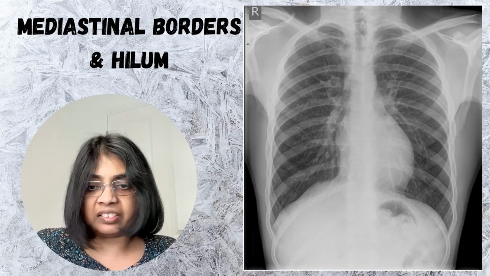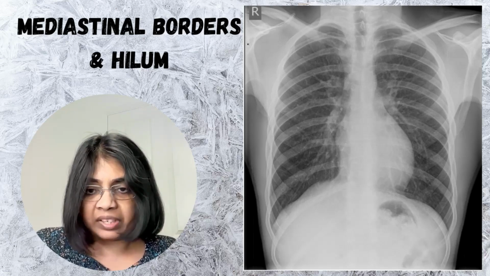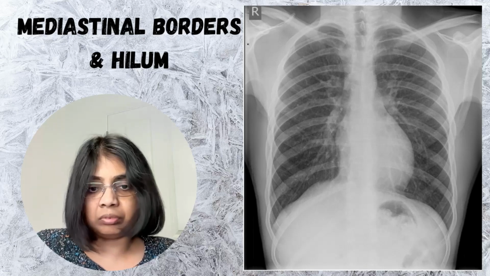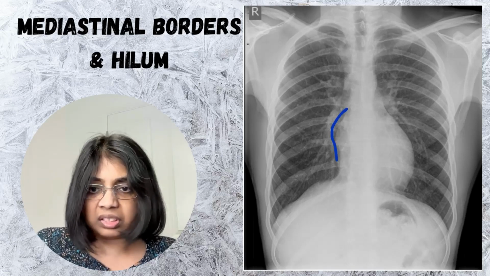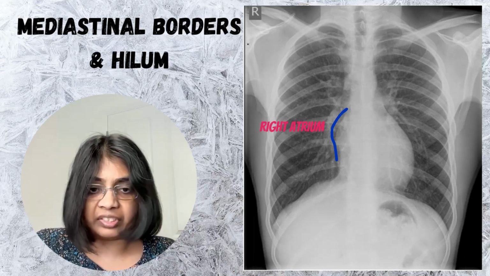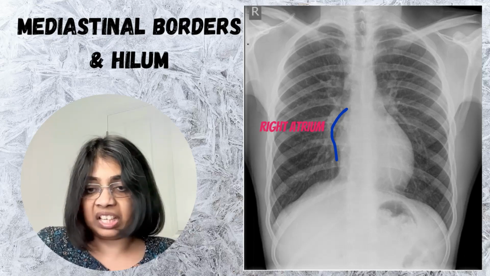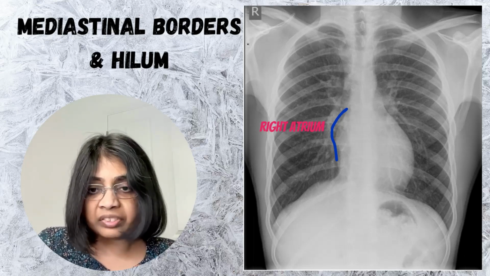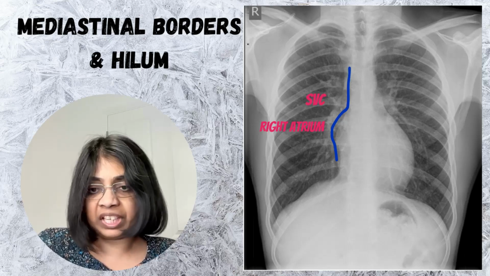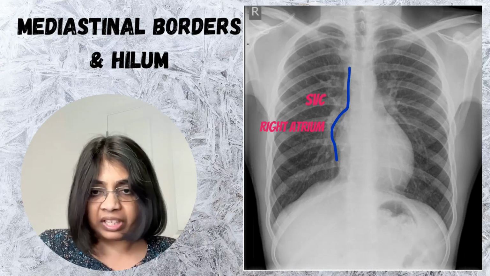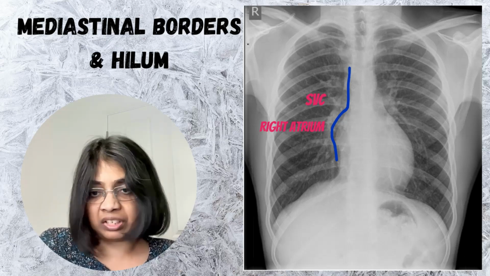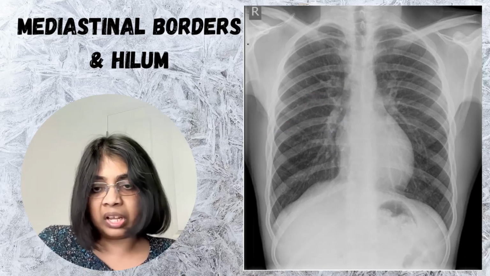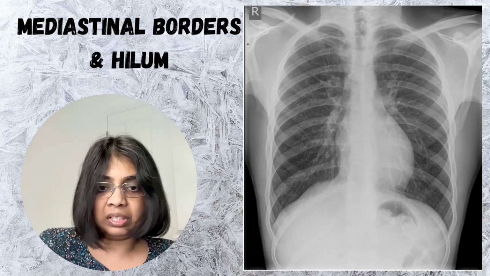Okay, so next let's talk about the mediastinal borders and the hilum. Starting off with the mediastinal borders on the right, the right lateral heart border is made up of the right atrium. Remember, the right ventricle is an anterior structure, so therefore does not contribute to the right heart border. As we extend superiorly, you will see the superior vena cava. And the junction between the right atrium and the superior vena cava is the atriocaval junction. This is a useful location to know, as this is the ideal position where our central line should be located.